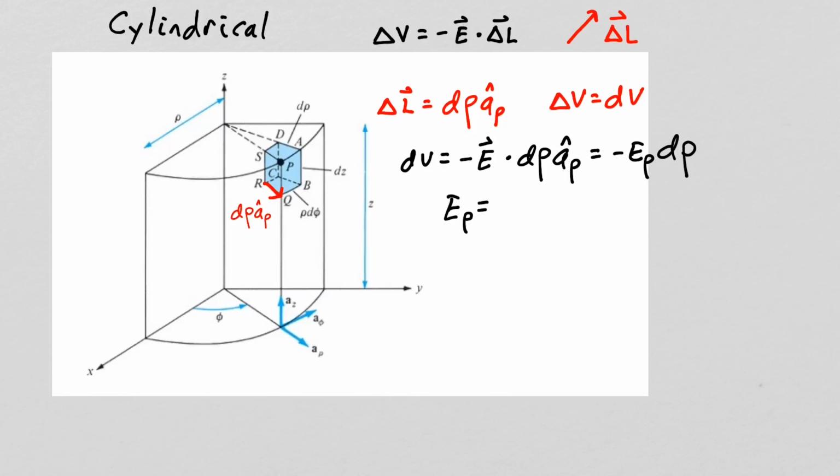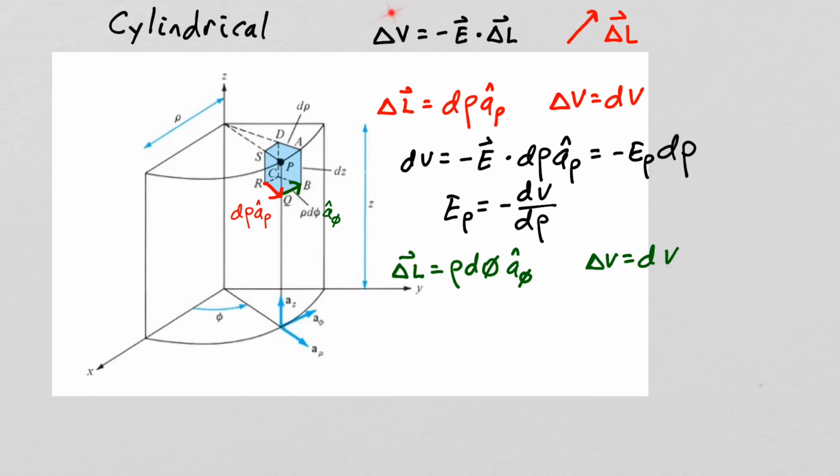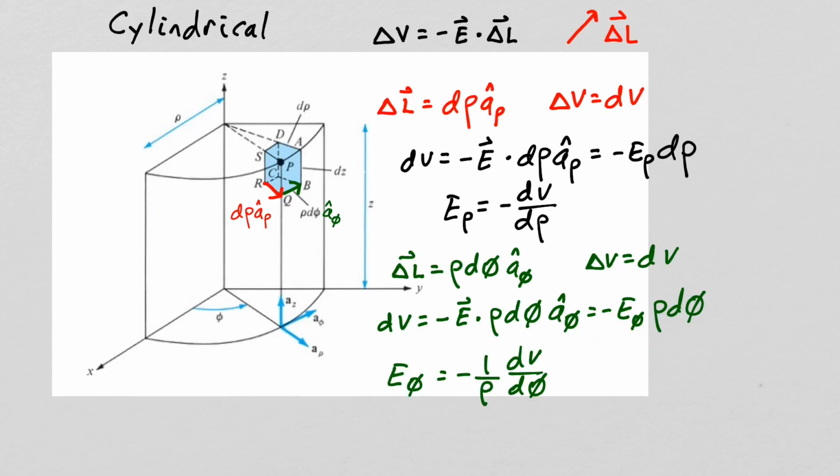We now adjust the length of our voltage probe so that it's of length rho d phi in the phi direction, and the drop across it will be dV. Let's make these substitutions. We have the dot product between our electric field intensity and the unit vector in the phi direction, so that will just be the phi component of our electric field intensity. Solving for E sub phi, we get minus 1 over rho dV d phi. And the z component of the electric field intensity will be the same as we had in the Cartesian system.